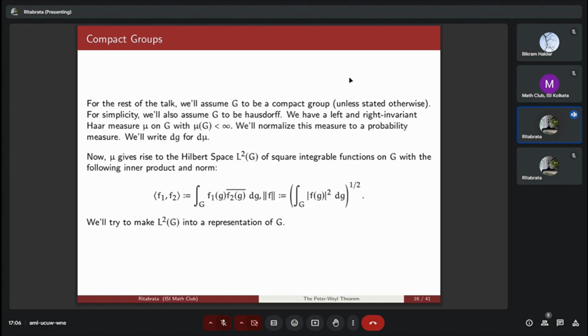We have the inner product and norm in the usual way. That is, the inner product of two square integrable functions f1 and f2 is the integral of f1(g) times f2(g) dg. Here dg is d mu of g, where mu is our Haar measure, but for simplicity, we'll write it as dg. And the norm of f will be the square root of the inner product of f with f, which is also very easy to guess. So we'll try to make L2(G), the square integrable functions, into a representation of G. If we can make it a representation, this will be very important, because for any arbitrary compact group, we are making a representation. So this will help us to build a general theory.